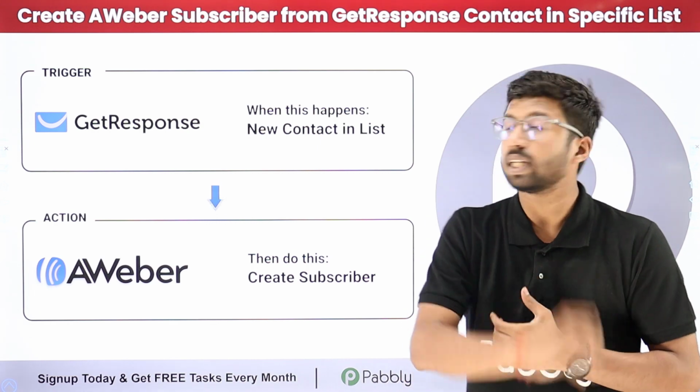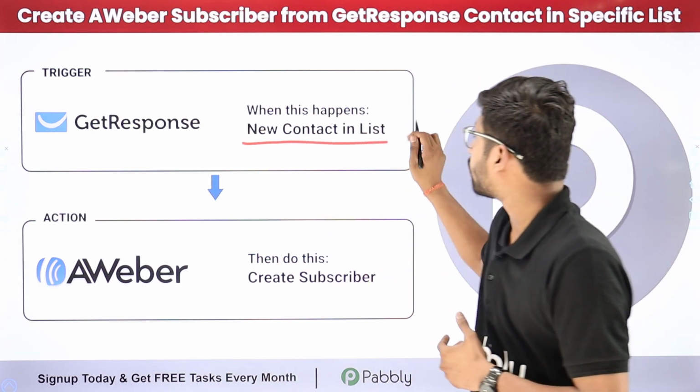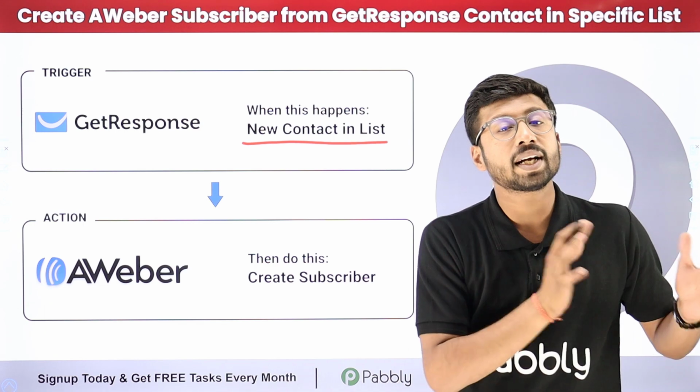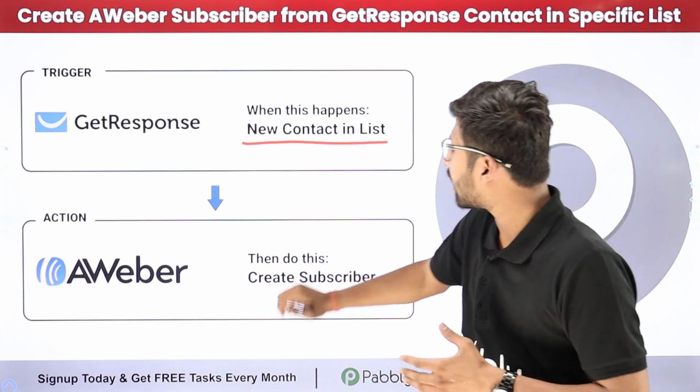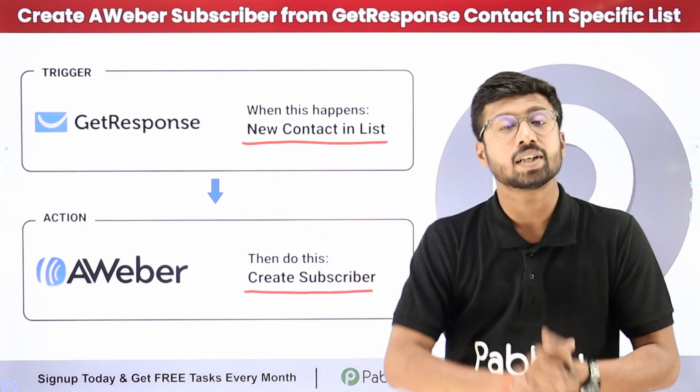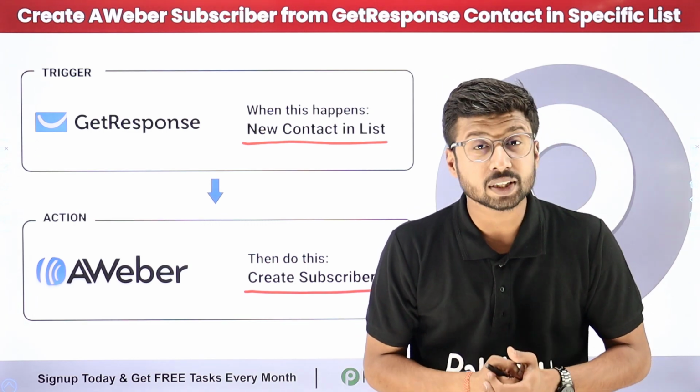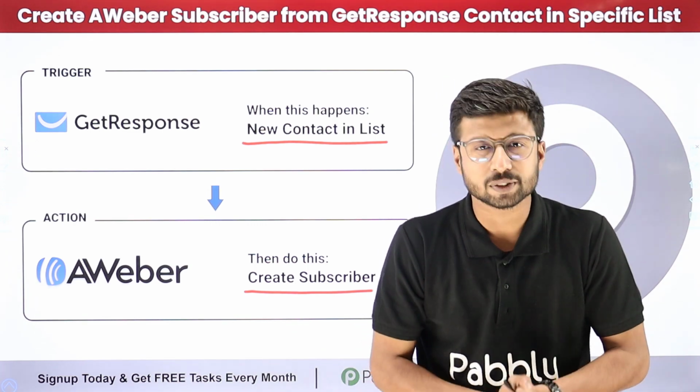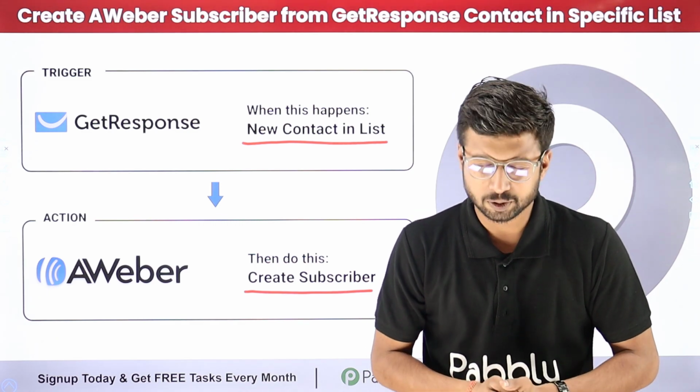So in this automation, whenever contacts are added in GetResponse into the specific list, automatically with the same details, that contact will be added as a subscriber in AWeber as well. Now, if you want to learn how you can set up this complete automation all by yourself, you just have to come with me to my screen.